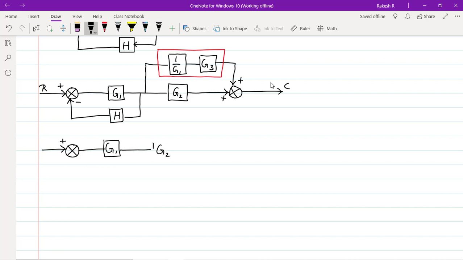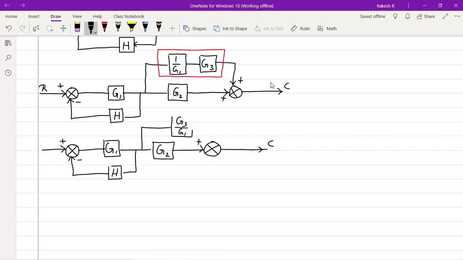G2 here. Then we have a summing point here. Then C is the output. Here we have the feedback H. This is negative feedback here. So this will reduce now as G3 divided by G1 here, G3 divided by G1, and comes and associates with the summing point with positive.